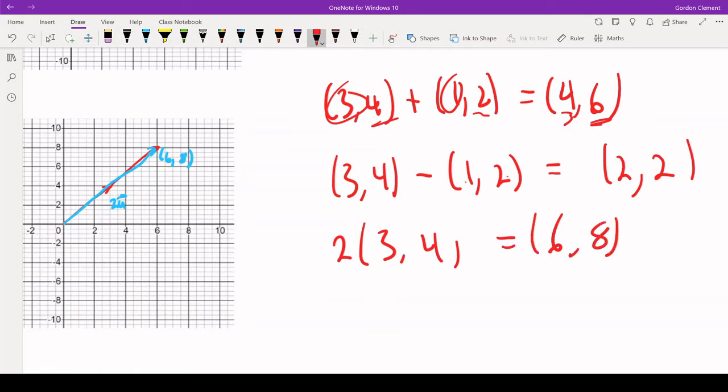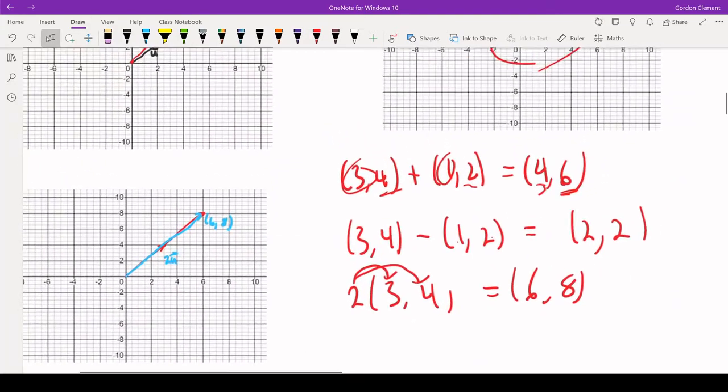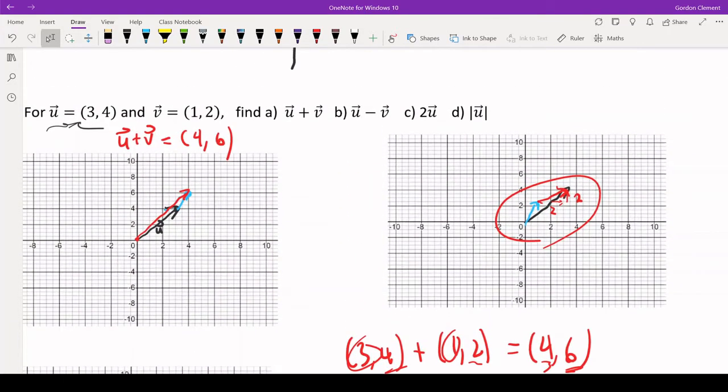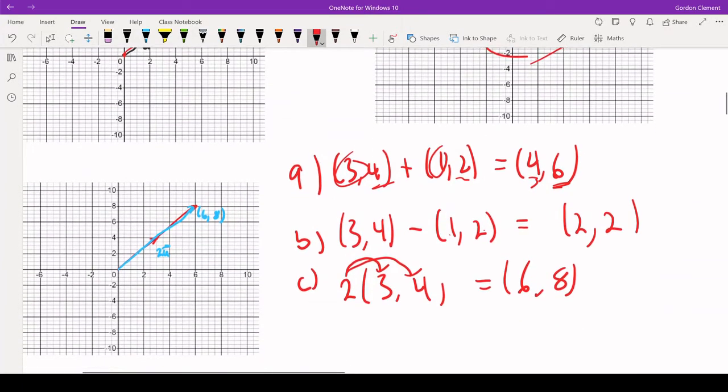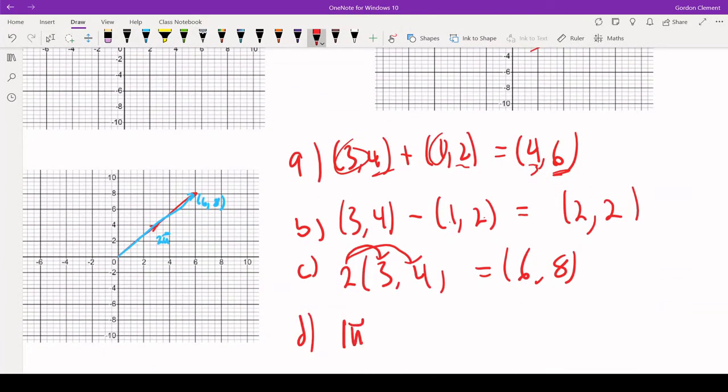And guess what? It works kind of what you'd expect it to work, or how you'd want it to work anyway. You multiply each component by 2, and you get the new vector. So that's wonderful. And then we're just going to get the magnitude of the vector u as our last thing, so that's for C. So this was A, B, C. Sorry, for D, we want to do the magnitude of the vector u.